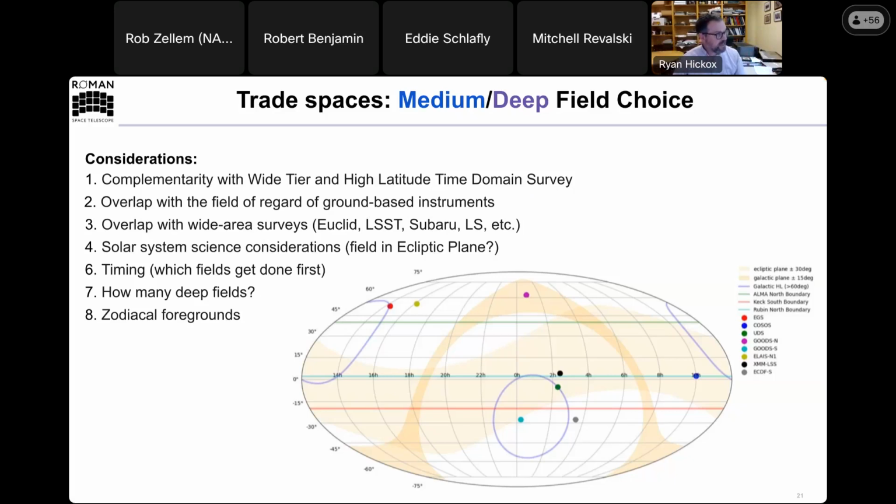There are also some exciting solar system science considerations. The closer you get to the ecliptic plane, the more likely you are, depending on your cadence, et cetera, to be able to detect some really interesting objects, for example, trans-Neptunian objects.